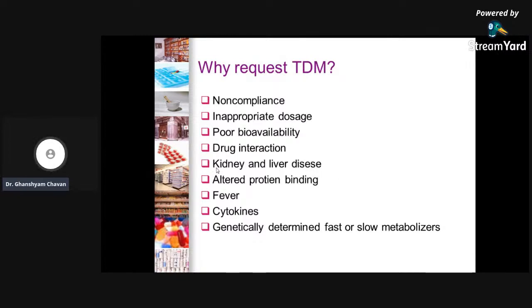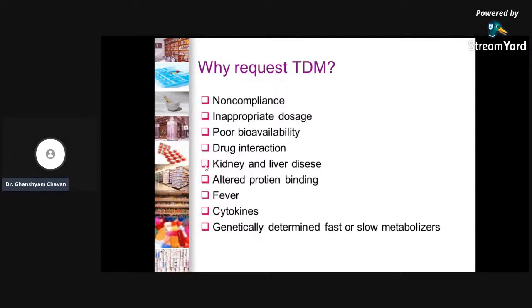Suppose your kidney is working too fast. If any kidney failure occurs, renal failure will occur. So due to that also, what will happen? The drug won't stay in your body for a longer period. It will be immediately washed out. It will be thrown out by the kidney, because what is the kidney? The kidney is the major source of drug excretion.